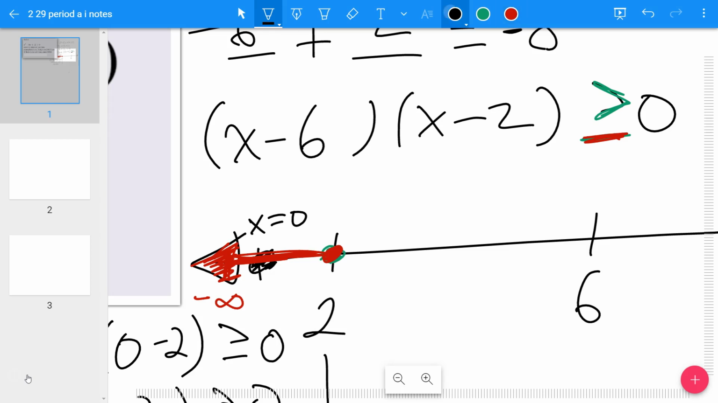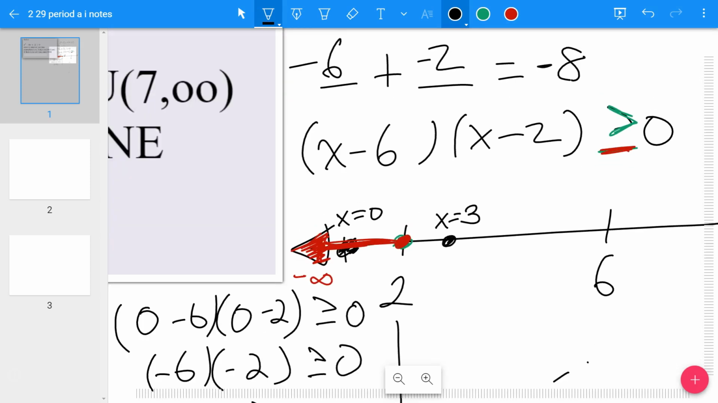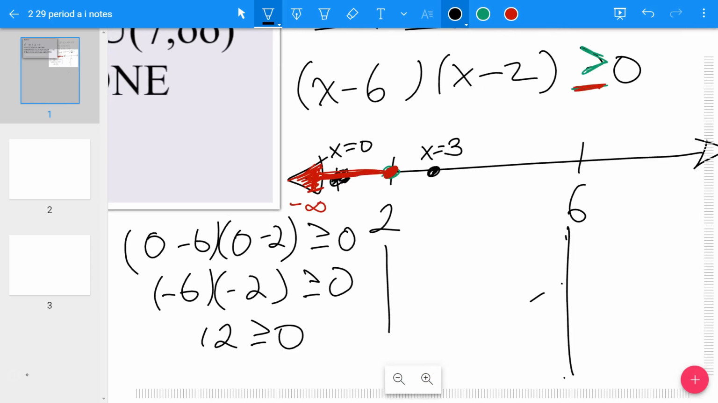Then you have to test the sample in the middle. Since this is 2 and 6, let me grab a sample value in the middle right here. Let me erase those little marks. I might choose x equals 3. I'm going to plug that into the inequality to see whether it is true or not. You may want to separate the space, draw some vertical lines. 3 minus 6 times 3 minus 2, is this greater than or equal to 0? 3 minus 6 is negative 3.